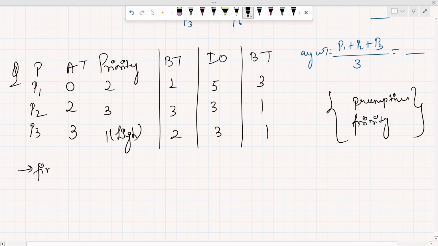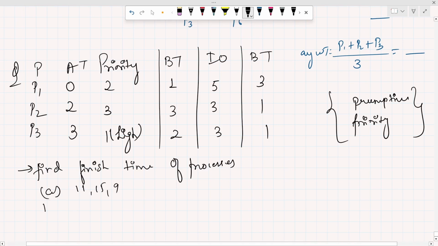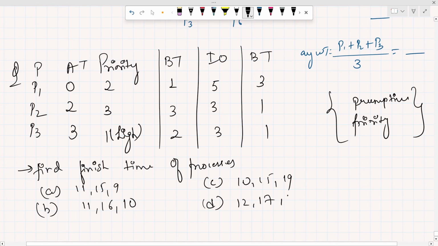Find the finish time of processes. The options are: option A is 11, 15, 9. Option B is 11, 16, 10. Option C is 10, 15 and 19. And option D is 12, 17 and 11. So this is what the question is, and the sequence is P1, P2 and P3. So you have to find out these things.